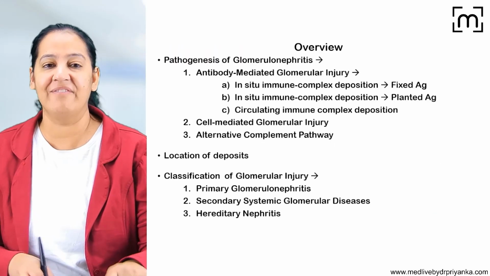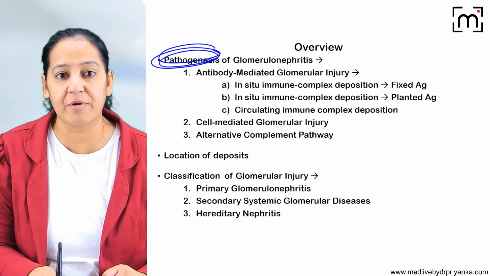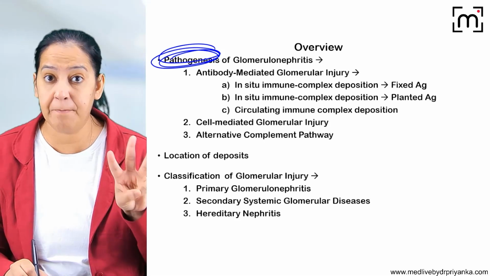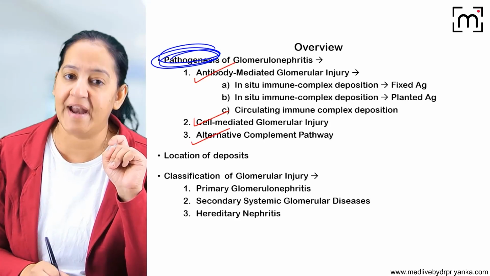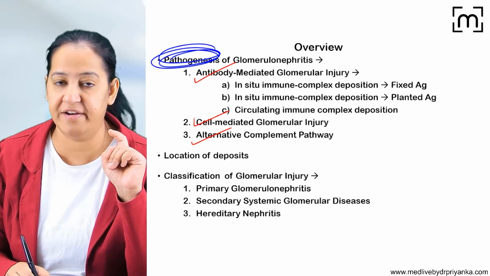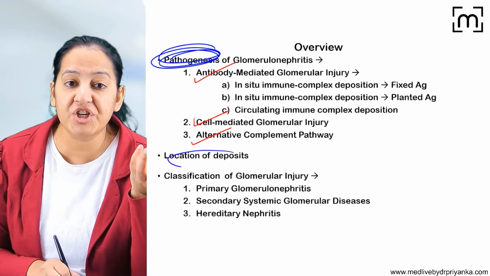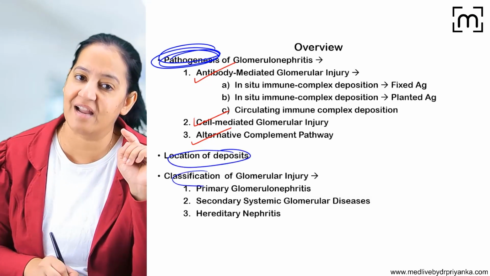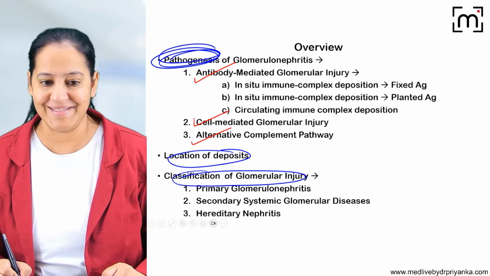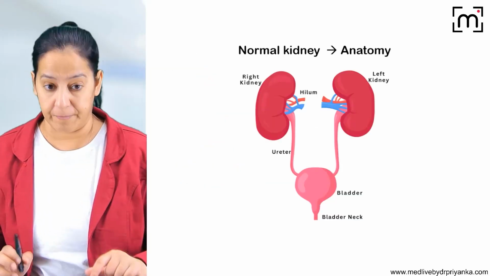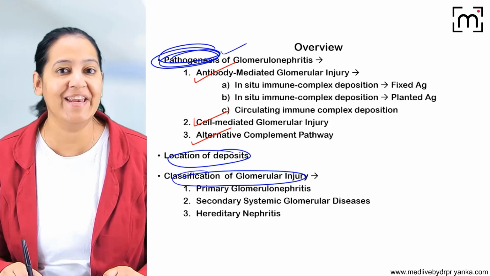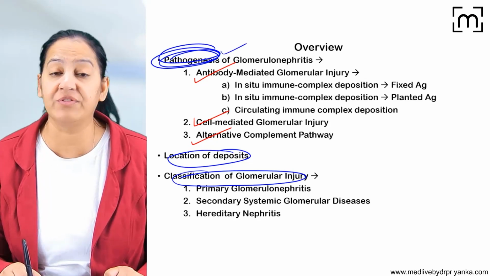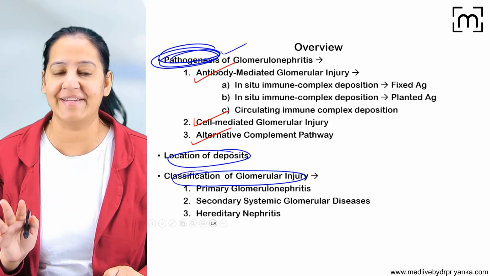So first of all, I will let you know the pathogenesis of glomerulonephritis. I will be discussing 3 important pathogenesis: antibody mediated pathogenesis, cell mediated injury, and alternate complement pathway mediated injury. Then we will discuss the location of the deposits, and then finally we will see the classification of the glomerulonephritis. So let's start it. First of all, before moving to the pathogenesis of glomerulonephritis, we will quickly revise the anatomy and histology of the kidney. Then only you can understand it well.